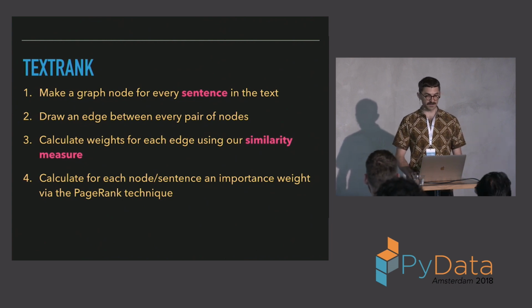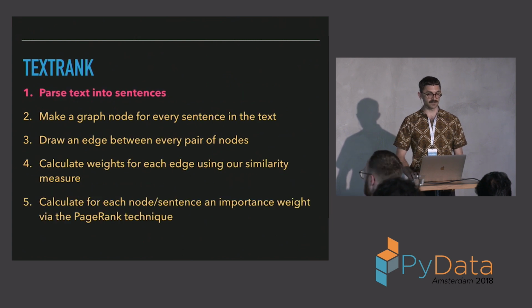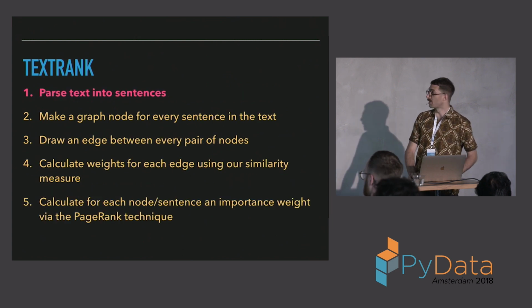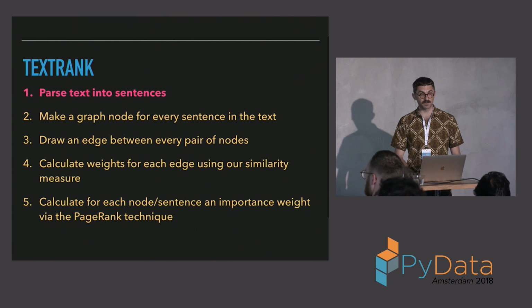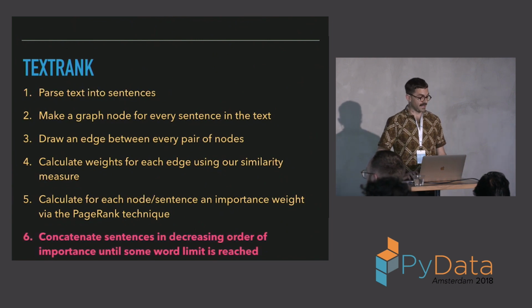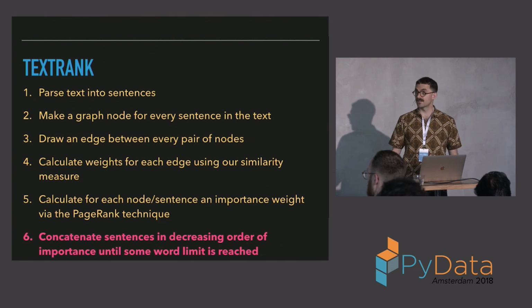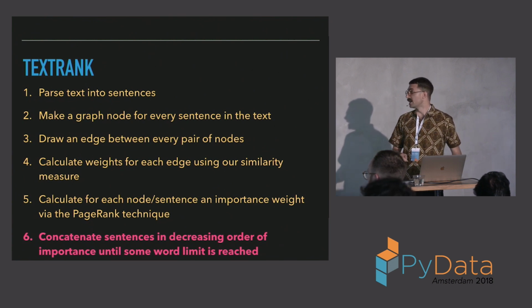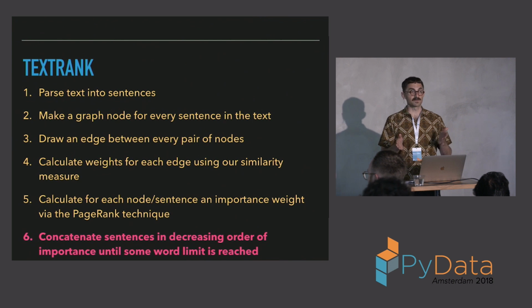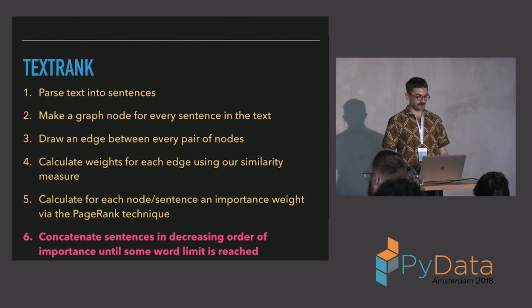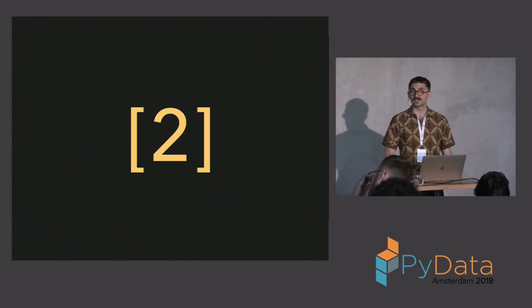To create an extractive summarization tool using it, you add 2 additional steps. First, you have to actually parse your text into sentences, and that's more difficult than it looks. And lastly, when you're done, you simply order your sentences in decreasing importance, concatenate them until you reach some sort of pre-specified word limit. Precisely this is done by the Python module I want to tell you about next, which is Gensim.